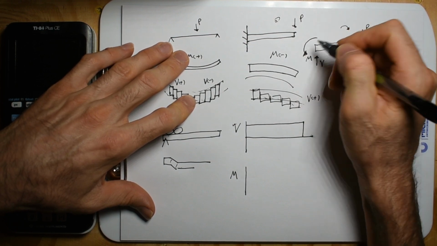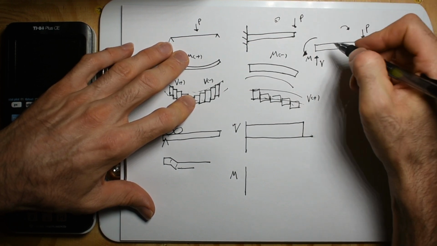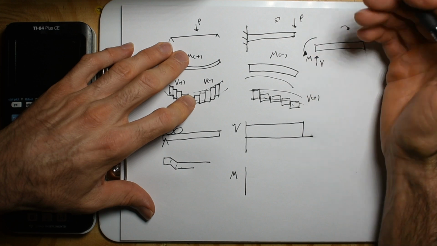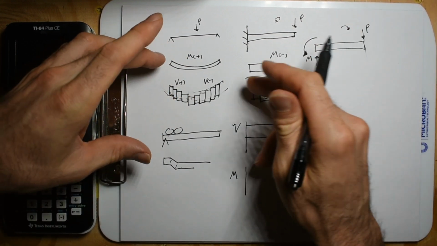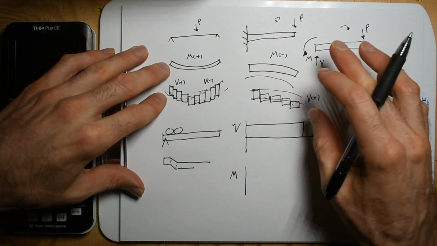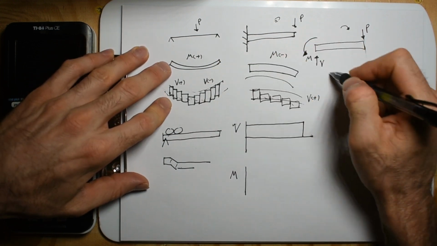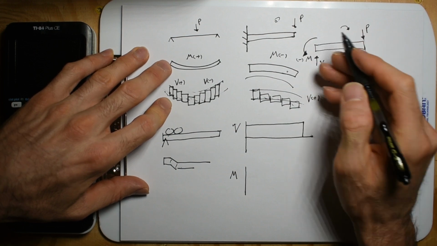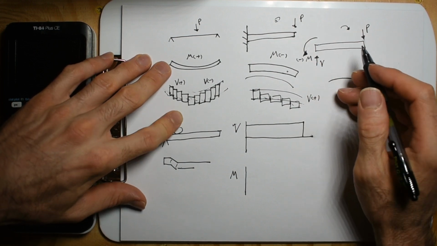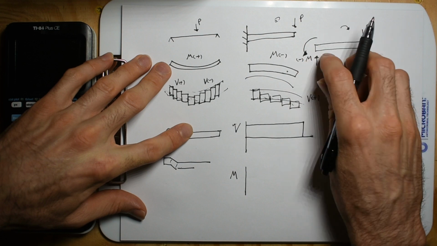And sign convention from a free body diagram perspective, this is going to be a positive moment, but we know from the convention that it doesn't matter. If this thing looks like a frowning face, the moment is going to be by convention negative. So that's just something to get used to.